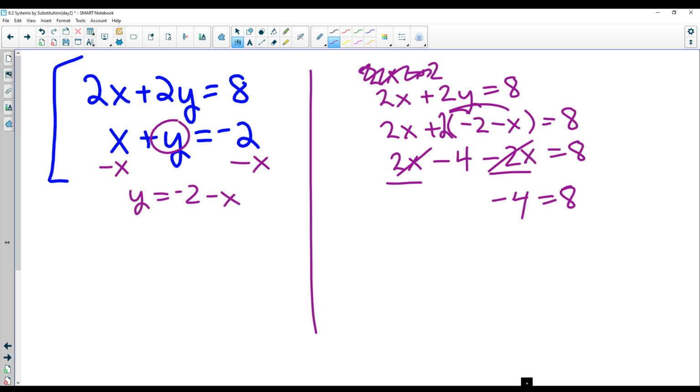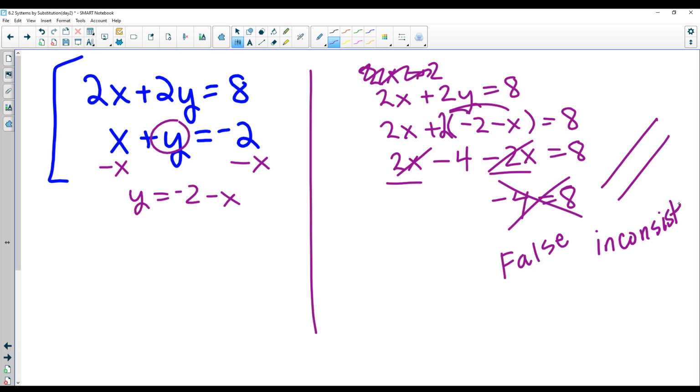Okay. And we have a case where -4 equals 8. Well, really? No, -4 does not equal 8. This is false, which means that there is no solution for this system. We have parallel lines that would be called inconsistent. Okay, because there is no solution.